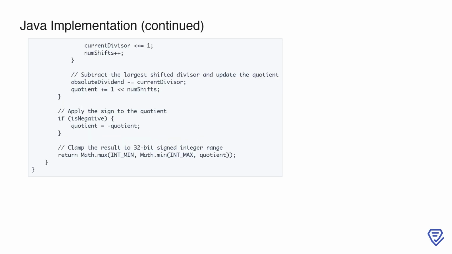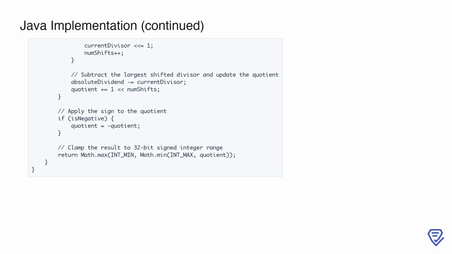The doubling of the divisor is achieved using the left shift operator, which effectively multiplies the current divisor by 2 at each step. We also maintain a counter, numberShifts, to track how many times the divisor has been doubled. This process stops when the doubled divisor exceeds the current value of the dividend. At that point, we subtract the largest shifted divisor from the dividend and increment the quotient by the corresponding power of 2, represented as 1 left shifted by numberShifts. This ensures we account for how many multiples of the divisor fit into the dividend.